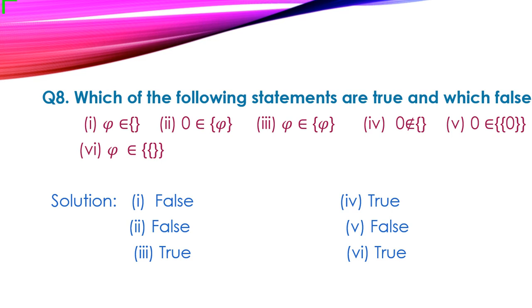Now if you consider the sixth exercise, that is phi belongs to the set containing the empty set. Now see, here this statement is true. If you compare exercises 1 and 6, you can see that 1 is false. Why? Because the empty set itself is represented by phi, so we cannot say 1 is true. 1 is definitely false. But in case of 6, we can see that phi, the empty set, is there in the set. So obviously 6 is true, right?